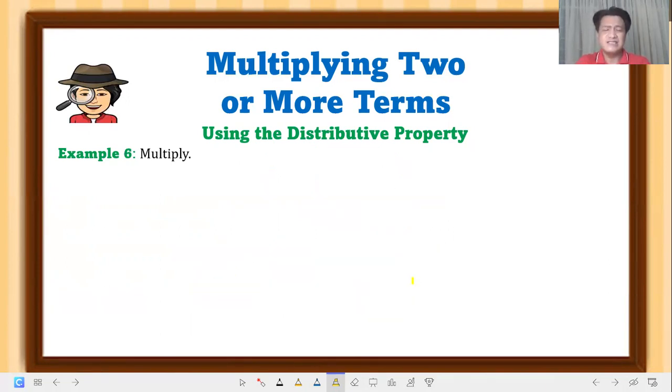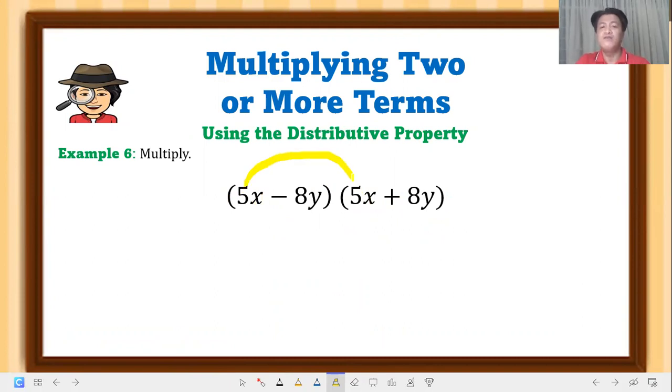Okay, next number 6. How about this 5x minus 8y times 5x plus 8y? Okay, always remember, you have to distribute by simply multiplying the first term, that is 5x times 5x, that will become 25. And since meron po silang same base, which is x, di ba meron po silang exponent, kaya i-add natin yung 1 plus 1, that will become x squared.